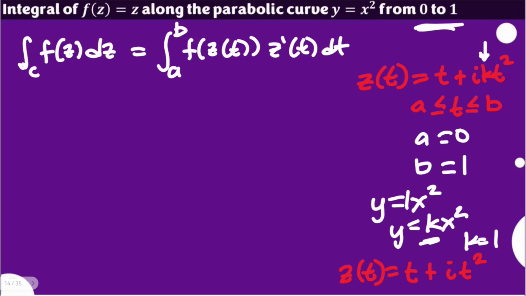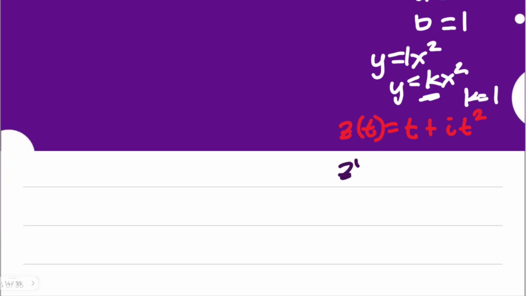Now, let's first solve its first derivative, as needed in our integration. With respect to t, the terms with t will be treated as a variable. So the derivative of t is 1, plus i stays as i itself. You will have here t squared, so you have 2i t, since 2 minus 1 is simply 1. This is the first derivative.